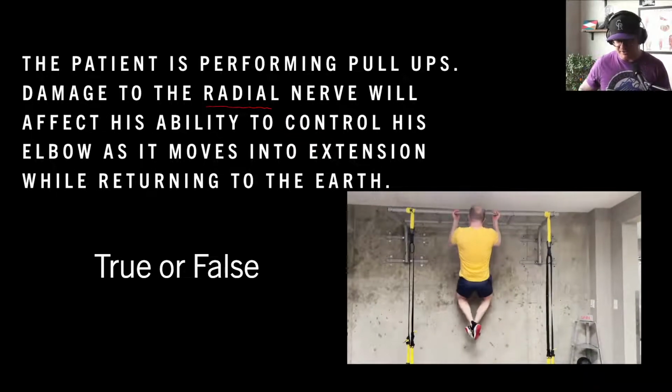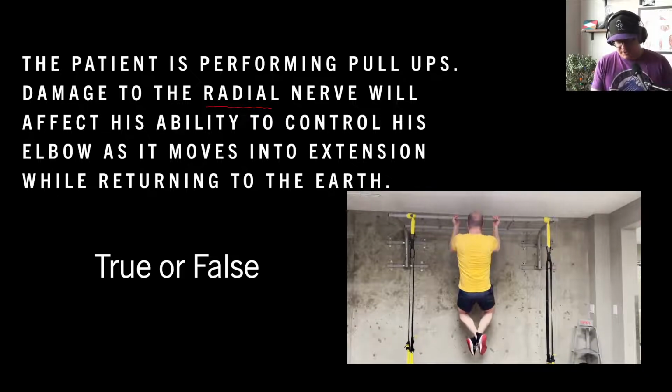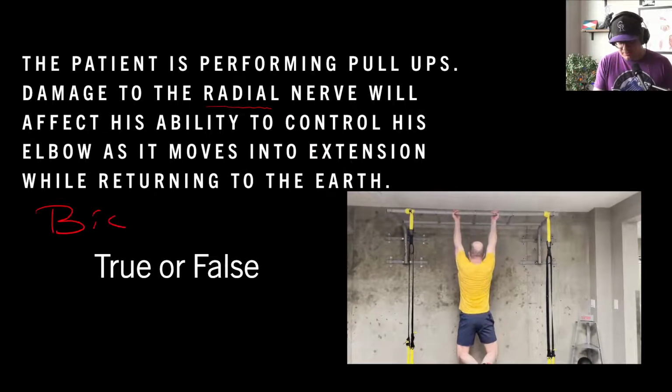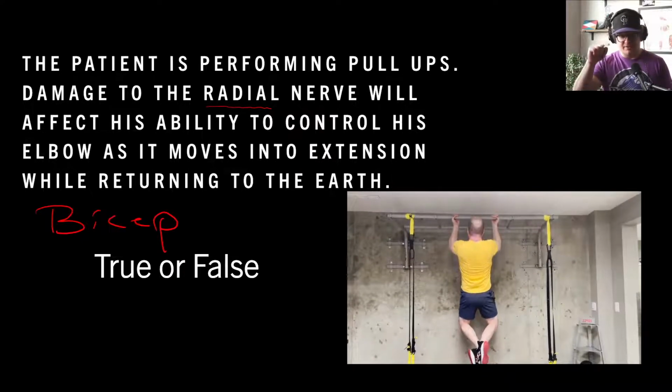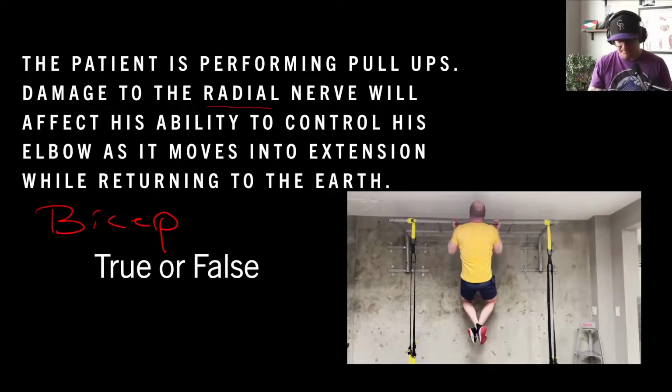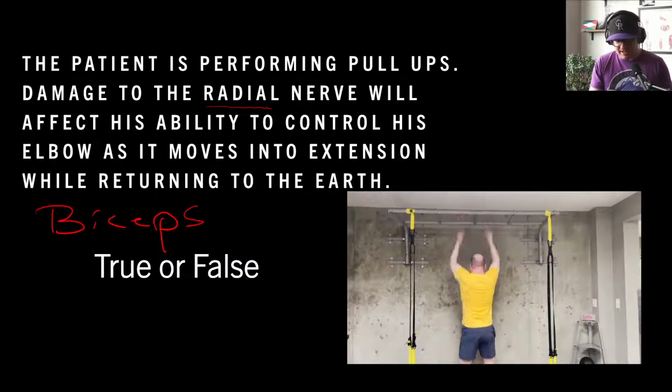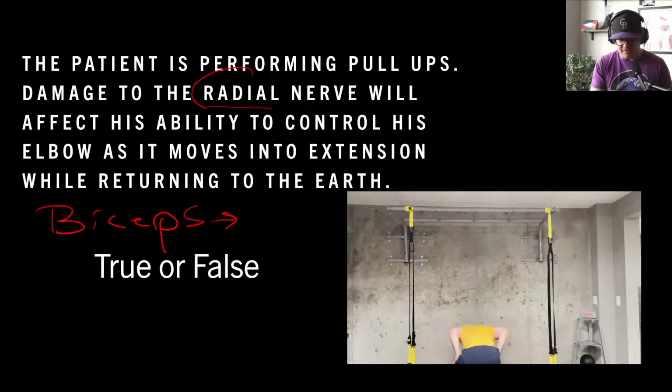So as we process this from the earlier question, we established that the biceps are controlling motion at the elbow up and down. Concentric up, eccentric down. So, biceps. And now we have to think, okay, are the biceps innervated by the radial nerve? And the answer is no, they're innervated by the musculocutaneous nerve. So the answer to this, let's see what we got here. Good job, Nick, is false.